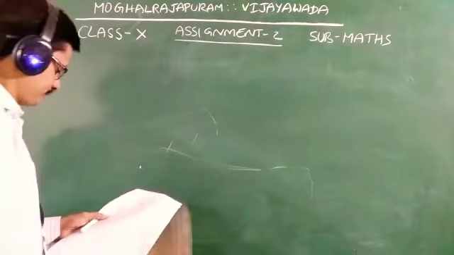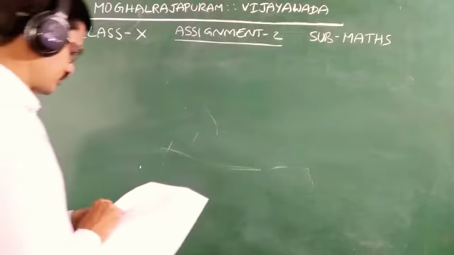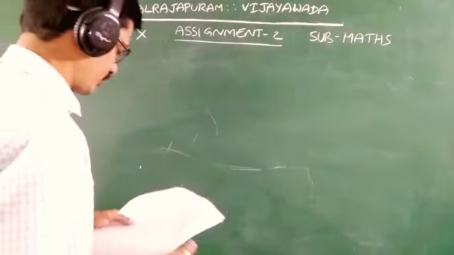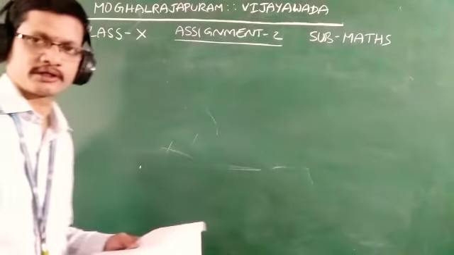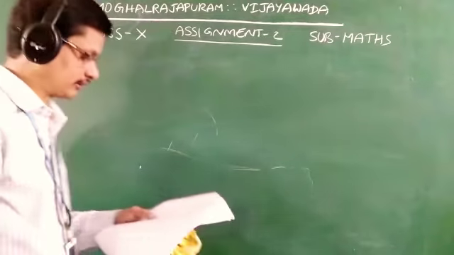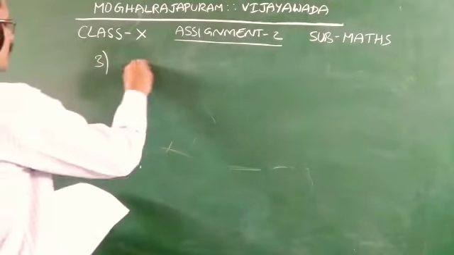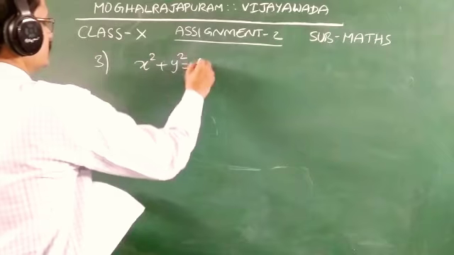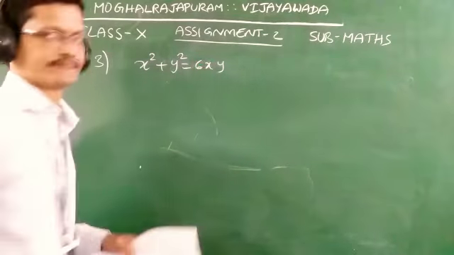See the third question. If x square plus y square is equal to 6xy, prove that 2 log (x plus y) is equal to log x plus log y plus 3 log 2. What is given here? x square plus y square is equal to 6xy.